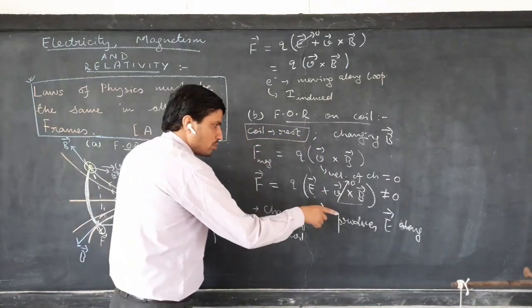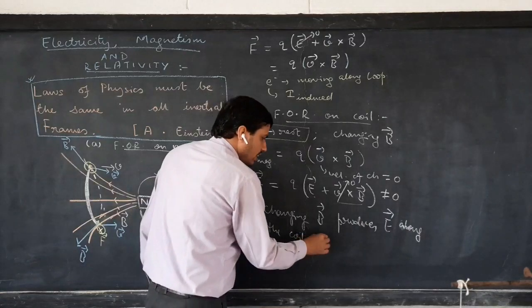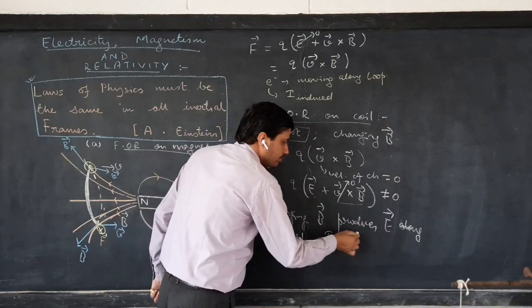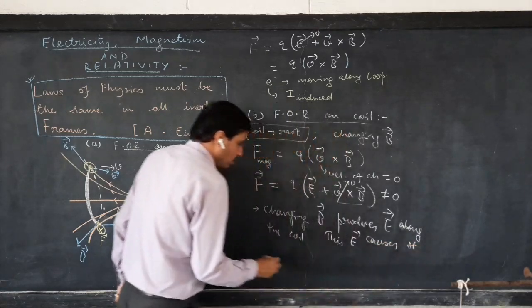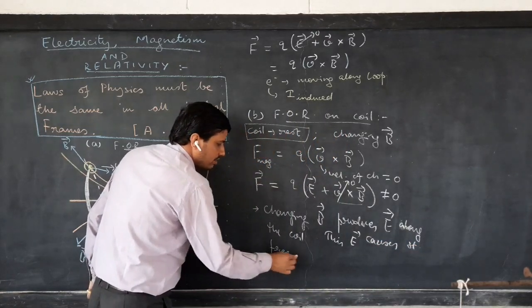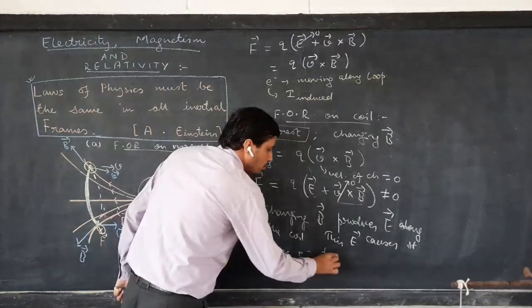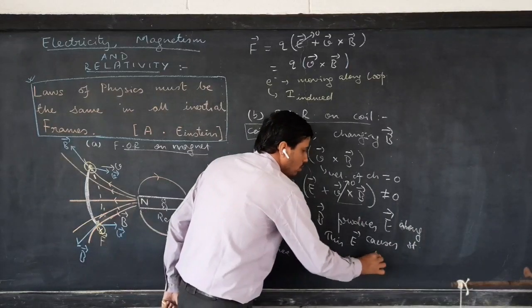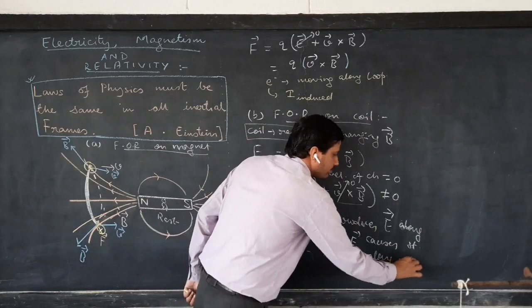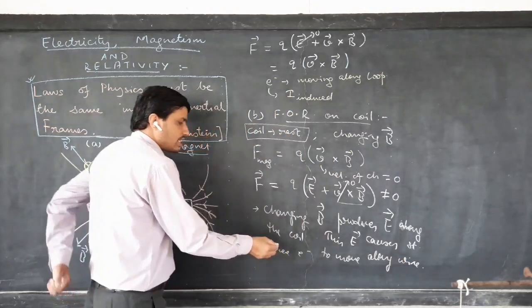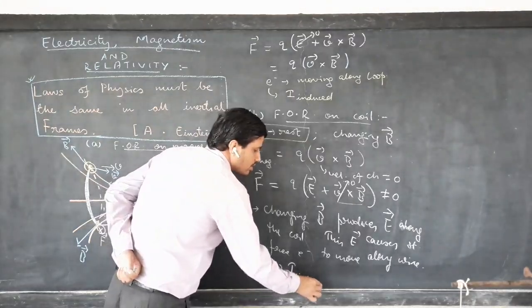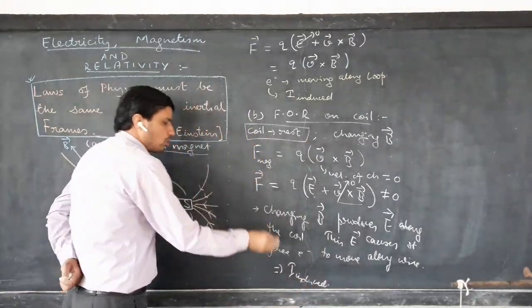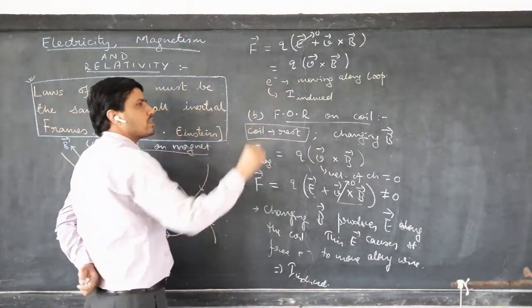So a changing magnetic field produces an electric field along the coil, and this electric field causes the static free charge carriers to move along the wire. And when these free charge carriers move, this results in a current that we call induced current. So he will also observe induced current.